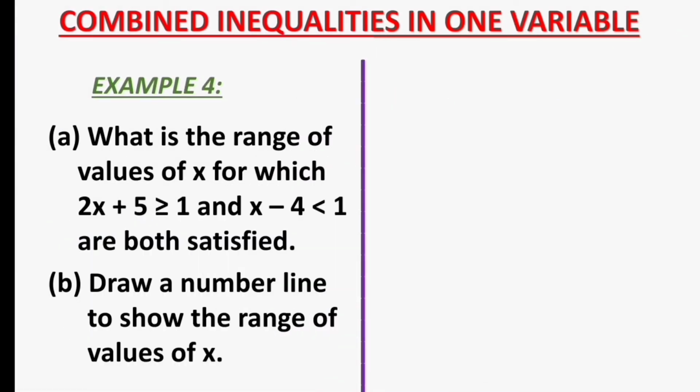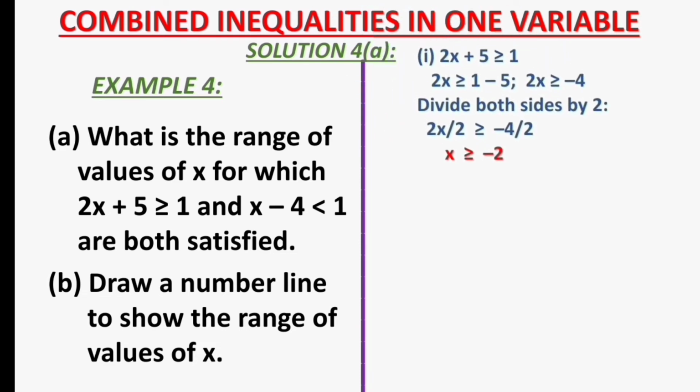Moving on, let's solve some examples on combined inequalities in one variable. Example 4. Question A. What is the range of values of x for which 2x plus 5 is greater than or equal to 1 and x minus 4 is less than 1 are both satisfied? Question B. Draw a number line to show the range of values of x. Let's see the solution to question 4a.